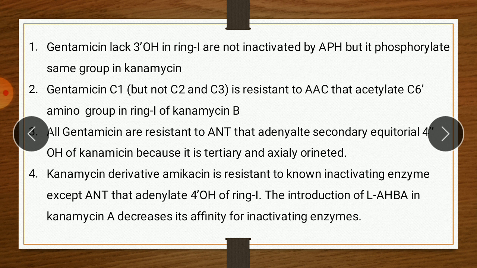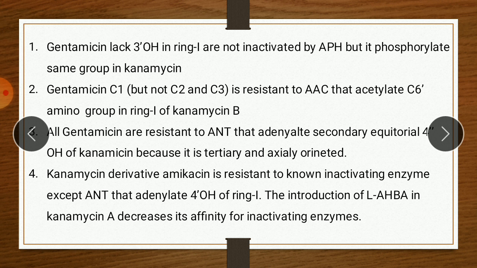Point number 2, gentamicin C1 but not C2 and C3 is resistant to AAC that acylates the 6' amino group in ring 1 of kanamycin B. Again, for the AAC enzyme the target is the NH2 group, but in gentamicin there is no NH2 group at this position, therefore it is not attacked by this AAC.